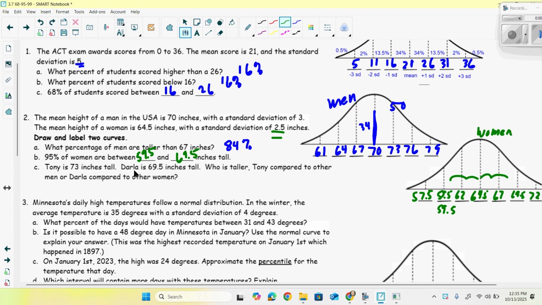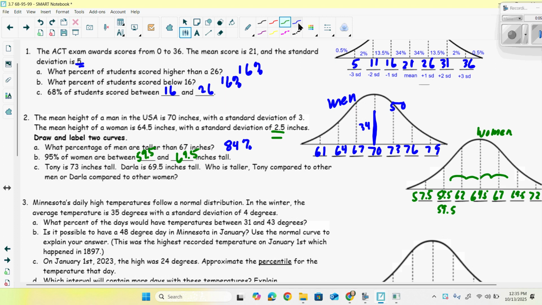Tony is 73 inches tall. Darla is 69.5. Who is taller? Tony being compared to other men, or Darla compared to other women? So we're going to look at the percents for each of these people and see who is in a higher percentile.